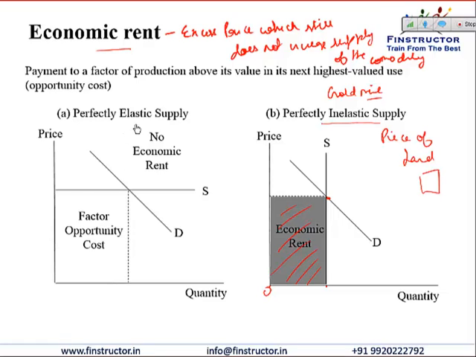For perfectly elastic supply, there is no economic rent, because the price is equal to the opportunity cost, or as the price increases, the supply of the commodity also increases. As the price decreases, the supply of the commodity also decreases. The supply is perfectly elastic. So remember, economic rent is the excess price which still does not increase the supply of the commodity. That's the economic rent, or the payment to a factor of production above its next highest valued use.